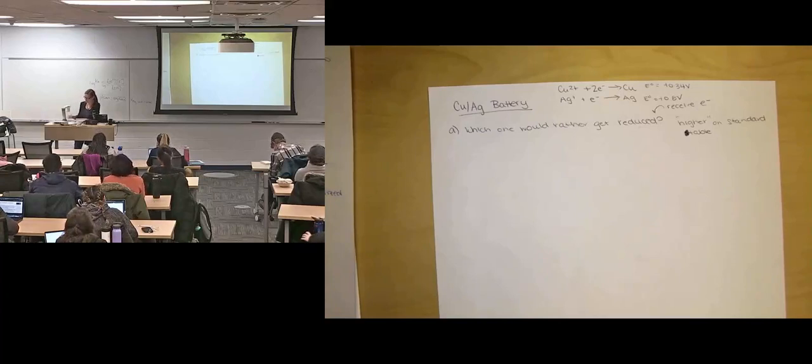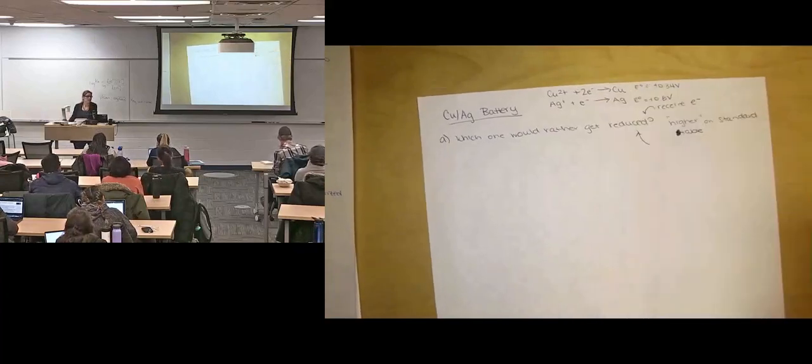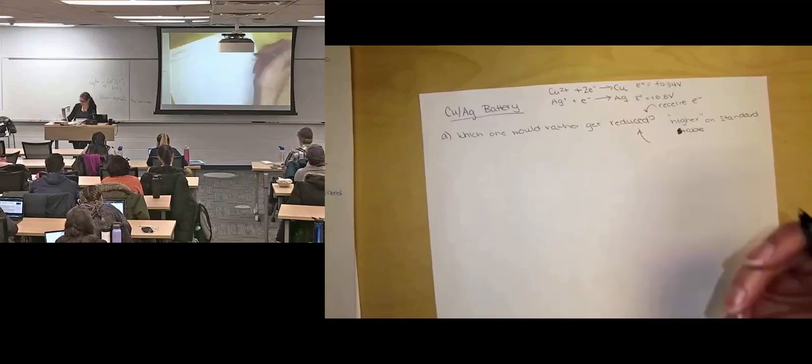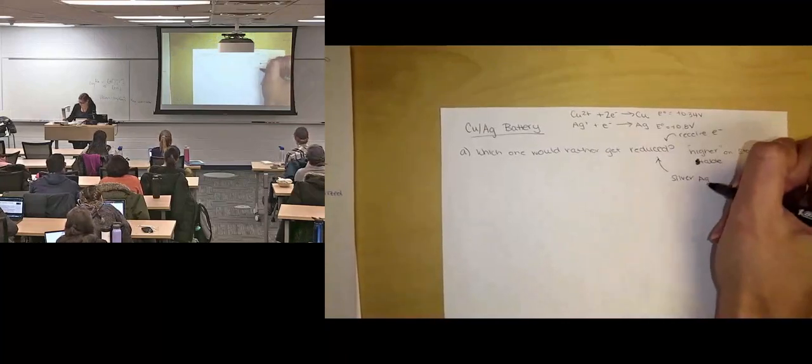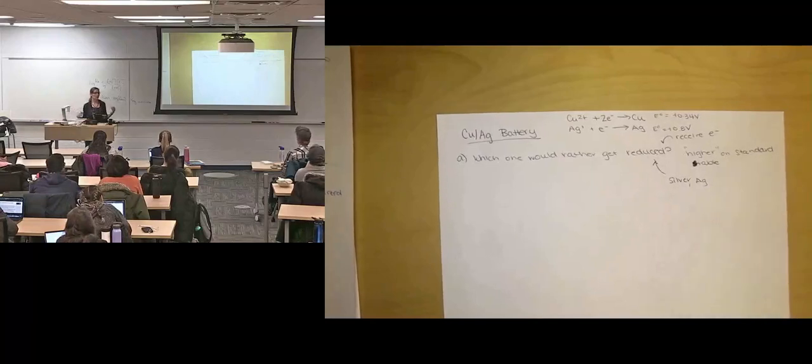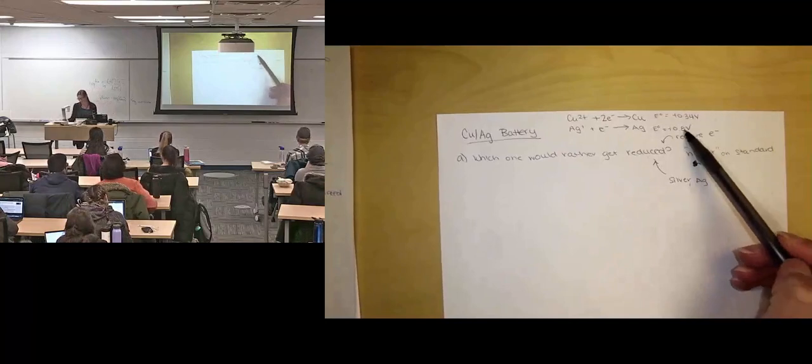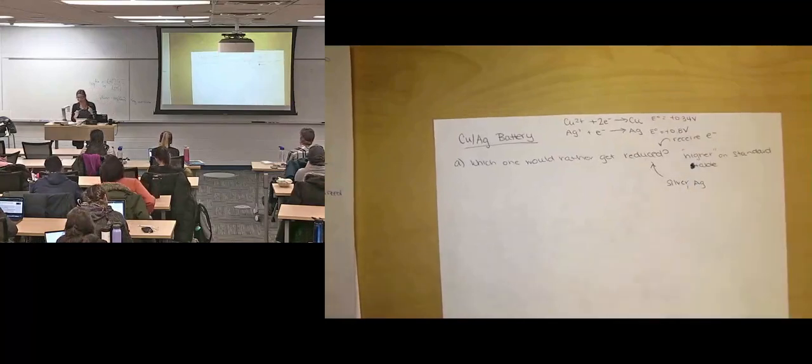So what was the answer to this? Which of these two is getting reduced? Silver. How did you decide? It's higher on the table. It's more positive, okay? On our standard potential table. The one that is more positive will be higher up.